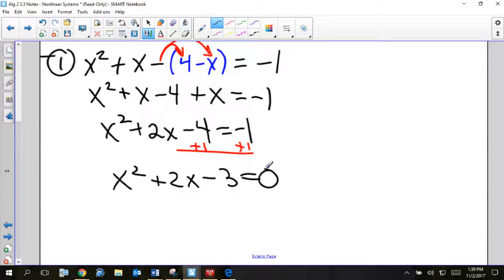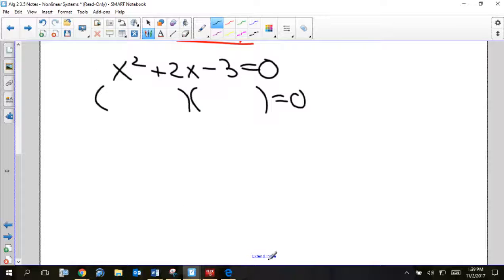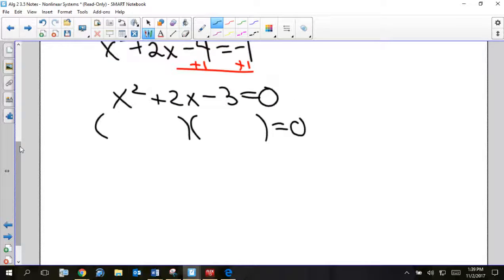So this is a trinomial. There's no greatest common factor. So I'm going to go straight to guess and check. I know x times x is x squared, so these are definitely going to be x's. I'm looking at my signs. This last sign is a minus 3, so it's got to be a plus and a minus. It's a 3.